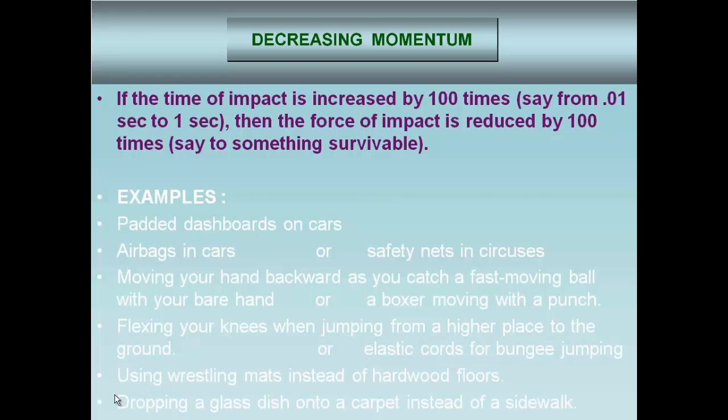We talked about that. What else? A boxer getting punched in the face. Boxers don't lean into a punch, guys. If they do, they're not very good boxers. Boxers, when they get punched, they'll go with it. Same reason. They're increasing the time of impact, which means they're decreasing the force of impact.